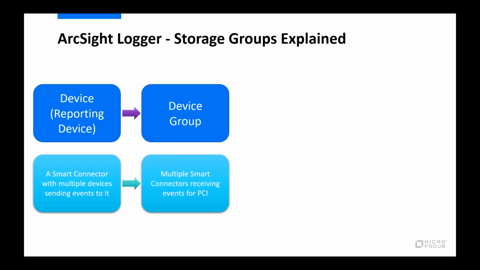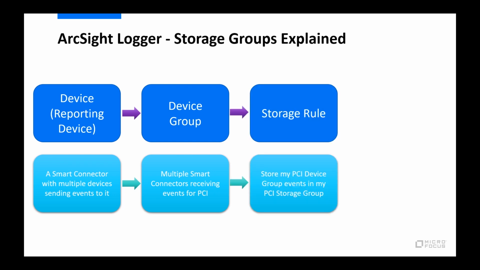These devices then get rolled up into what's called a device group. And typically in Logger, you would separate your device groups into business requirements or the need to separate those events from one another, such as SOX, PCI, etc. So in this case, I've got multiple smart connectors receiving events for PCI, and that makes a lot of sense. That helps me build out physical as well as logical separation of those important events for compliance.